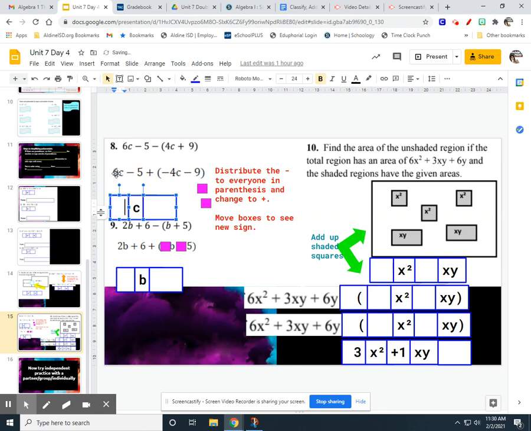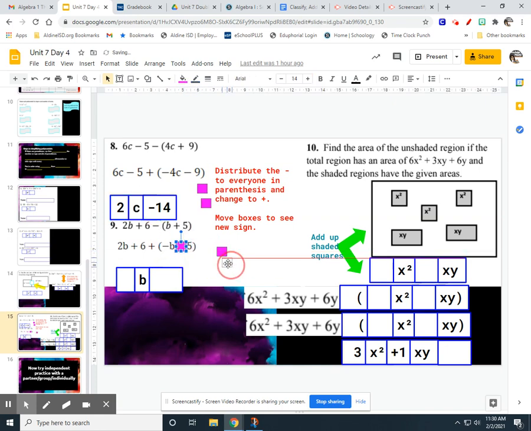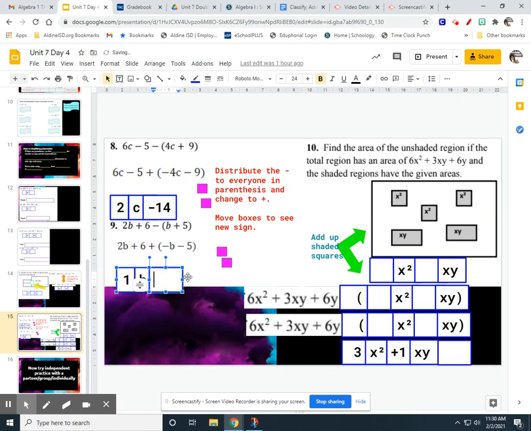So now I do 6 plus a negative 4, which is 2. Negative 5 plus a negative 9 is negative 14. Again, I changed the sign of this to a plus and changes everybody's sign inside. So now we're plus, so they're both minus. So that's 2 plus a negative 1, which is 1. And then 5 plus a negative 6 plus a negative 5 is plus 1.